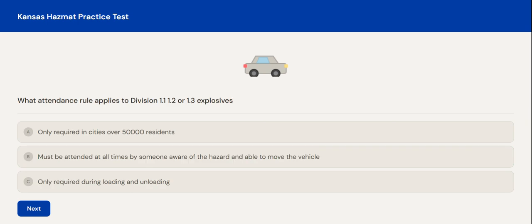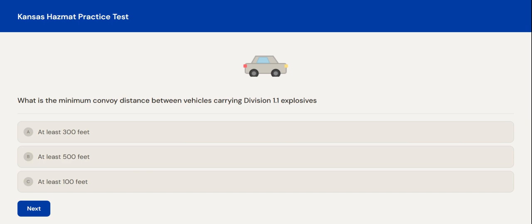Next question. What attendance rule applies to Division 1.1, 1.2, or 1.3 explosives? They must be attended at all times. The attendant must be in the vehicle or within 100 feet with a clear view of it.